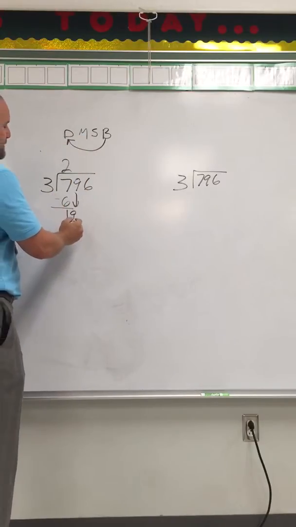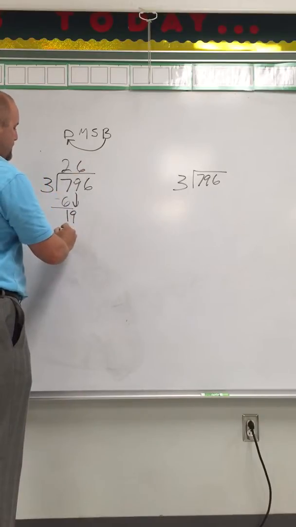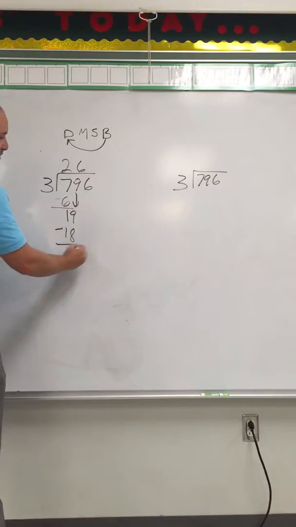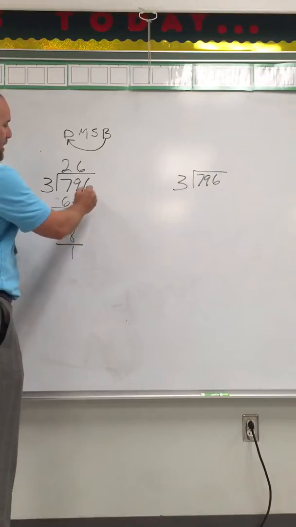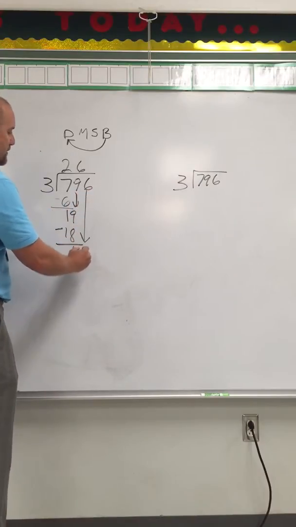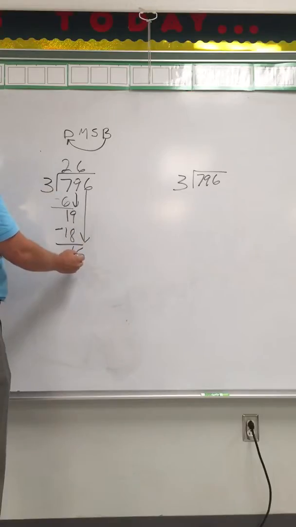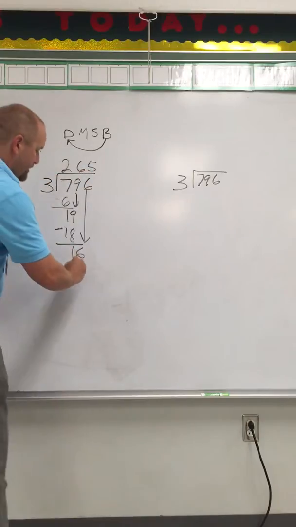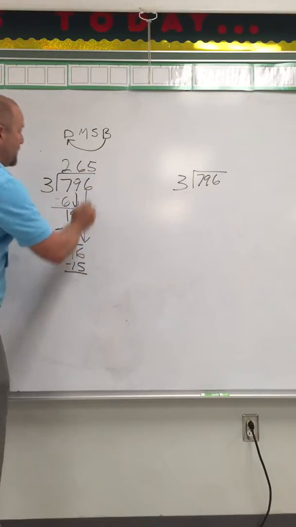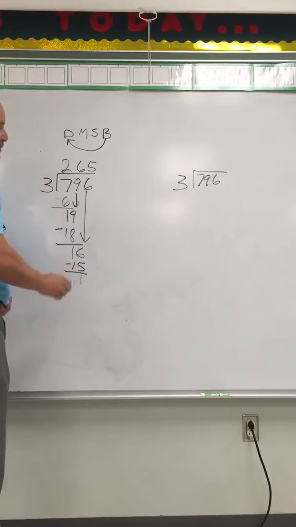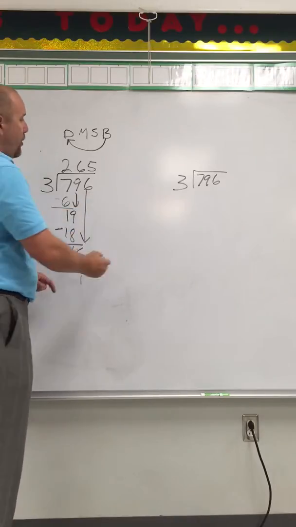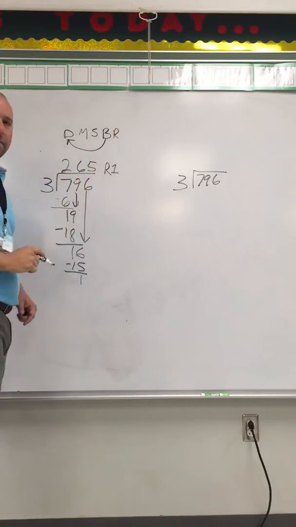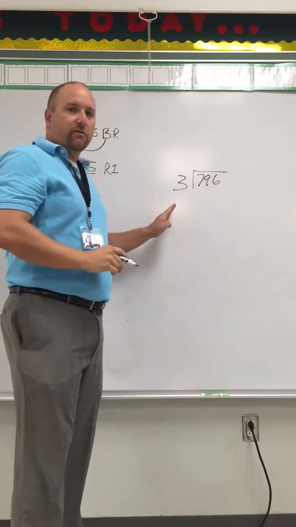3 goes into 19 6 times. Do my multiplication. 3 times 6 is 18. Subtract. That leaves me with 1. I'm going to bring down again. 3 goes into 16 5 times. There's my division piece. 5 times 3 is 15. Do my subtraction again. That leaves me with 1. Since there's nothing left to bring down, 1 is now my remainder.